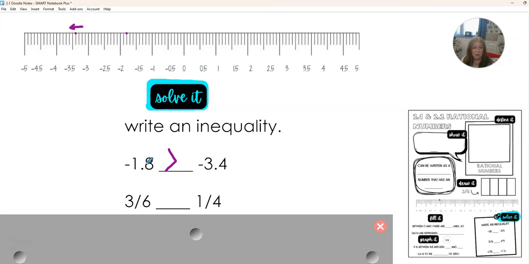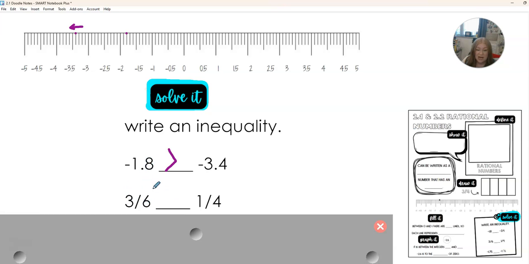So negative 1.8 is greater than negative 3.4. I can read that backwards. Negative 3.4 is less than negative 1.8, right? This person has less money. They owe somebody more money than this person.